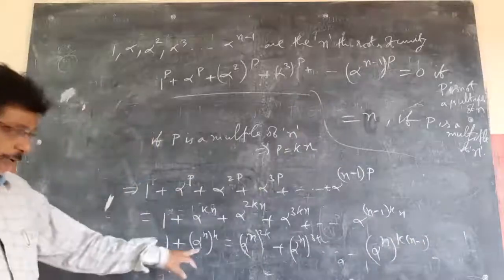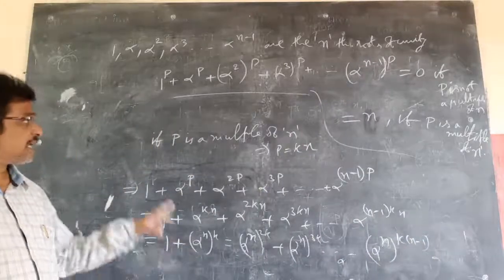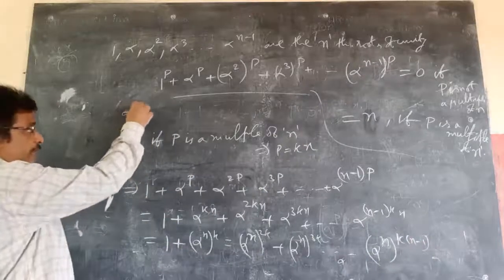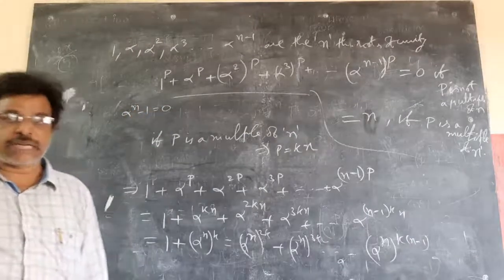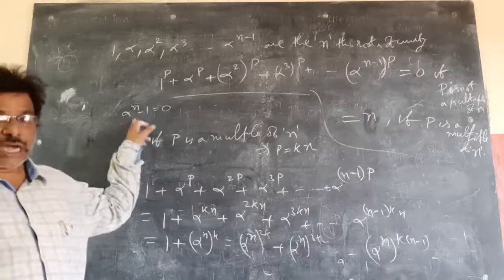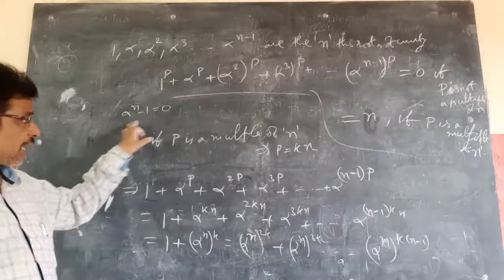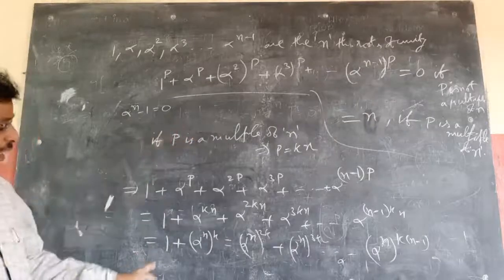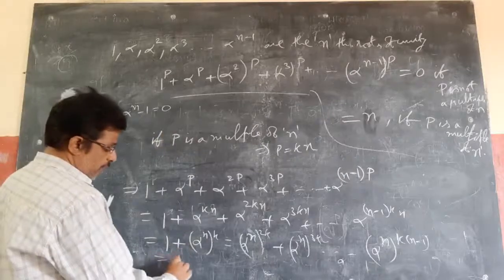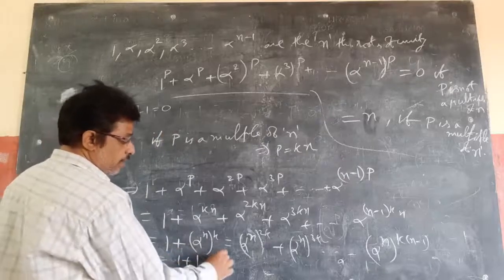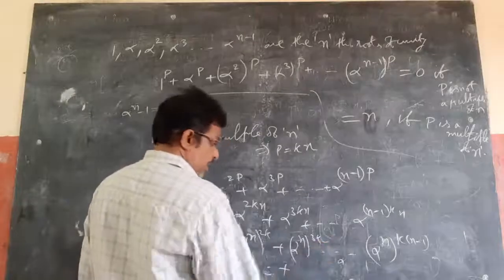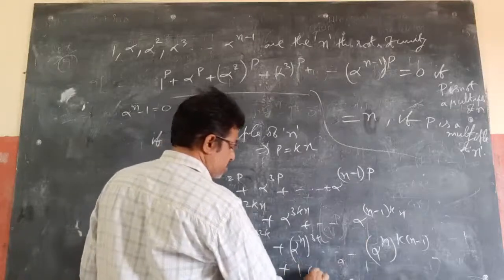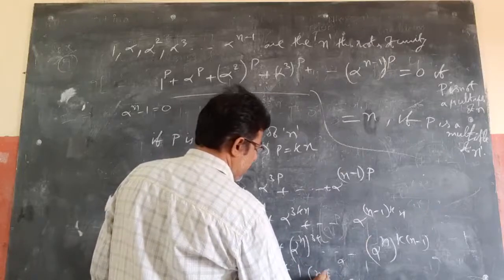Now alpha power n is always 1. We already discussed that since alpha is a root of x power n minus 1 equal to 0, alpha power n minus 1 equals 0, which implies alpha power n is 1 only. So 1 plus 1 power k is 1 only, 1 power k is 1 only, and so on till here n times. So n times I am adding 1.